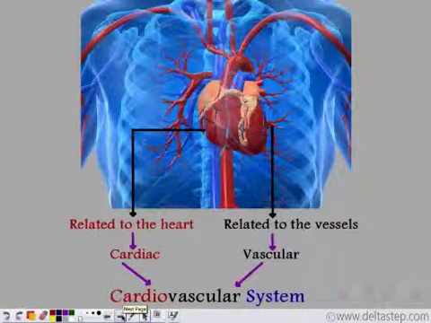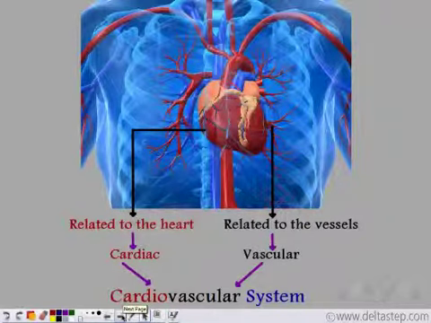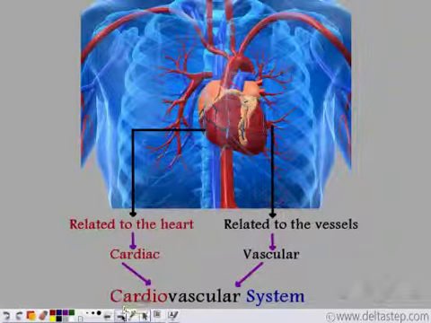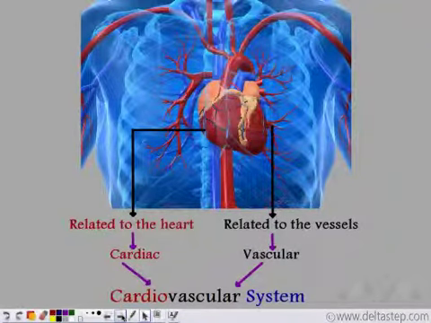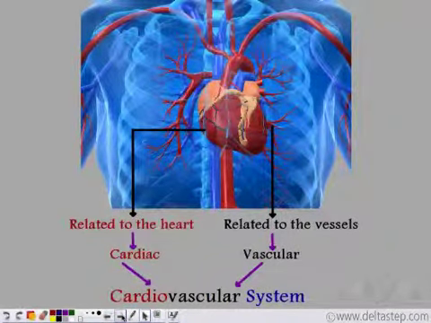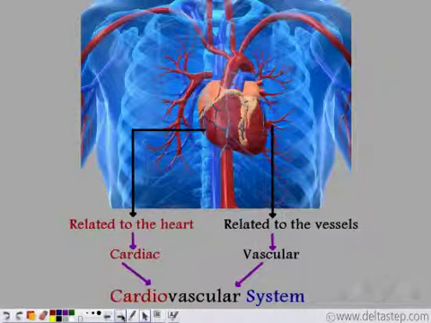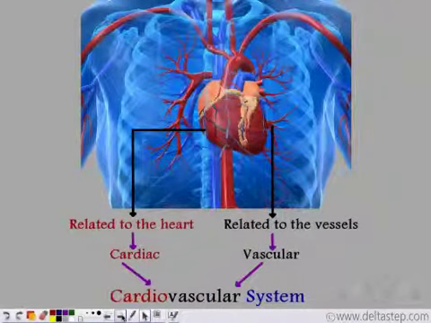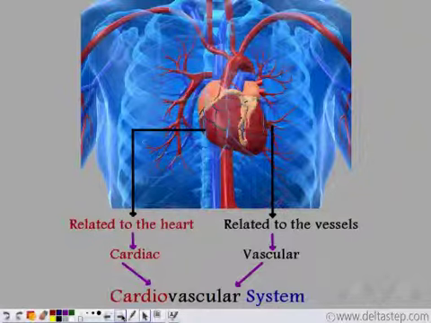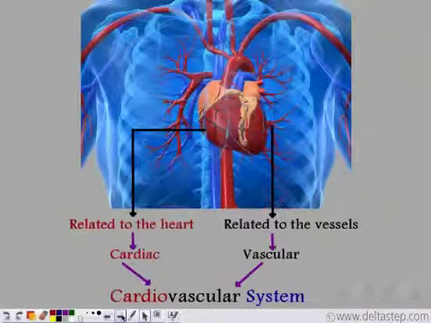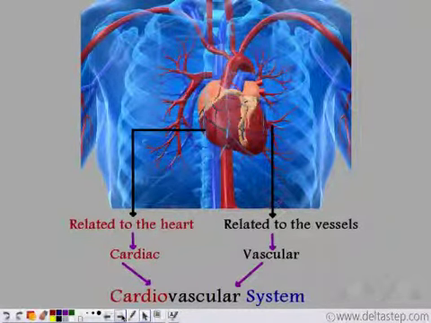So the heart, together with all the vessels, the arteries and the veins, form the cardiovascular system. Cardio comes from the word cardiac, which means related to the heart, and vascular means related to the vessels. So the heart, together with all the vessels, that is the arteries and the veins, form the cardiovascular system of the body.